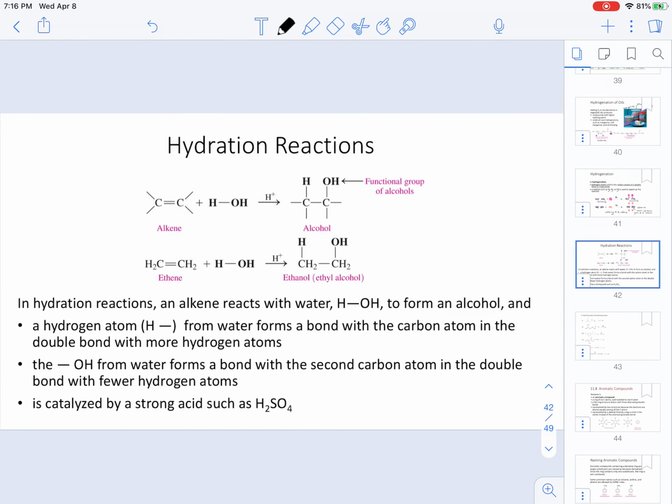Now we are going to be dealing with a hydration reaction. In a hydration reaction, again, you know that it is hydration because we're going to have water and acid added to the system. Again, your acid is your catalyst.